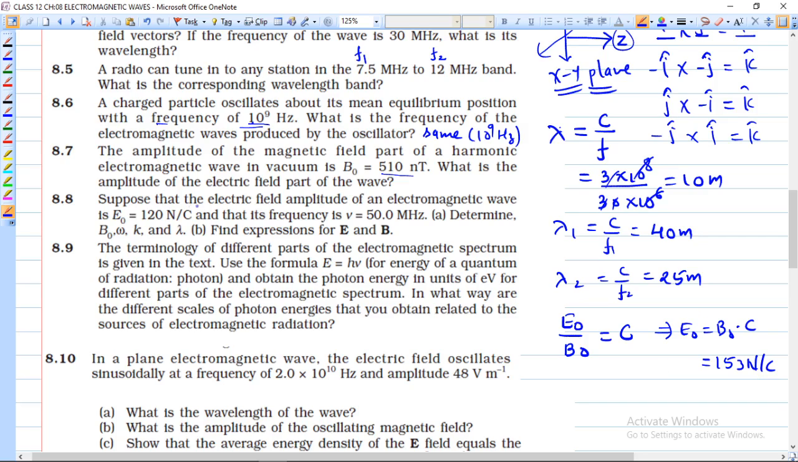Now 8.8. Suppose that the electric field amplitude of an electromagnetic wave is E0, and its frequency f is equal to 50 megahertz. Determine B0, omega, K and lambda. Okay, many things we have to determine. So let me erase this, and you try in that time.